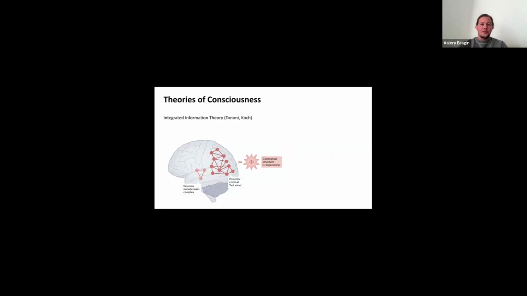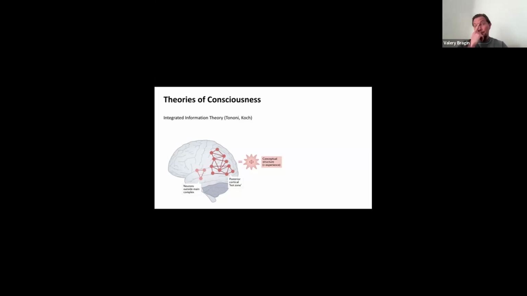And here it starts from a different approach. It starts closer to phenomenology: what properties must any experience have, in principle? So they came up with so-called postulates about experience, like its intrinsic existence, composition, finiteness, and exclusion. So something is not always there, something that you're not conscious about. And these postulates are meant to translate into requirements for the physical substrate.